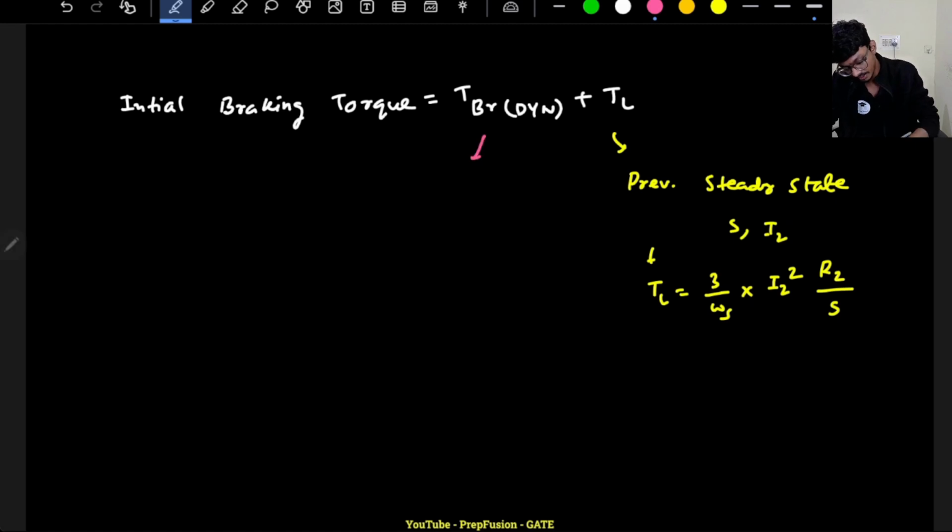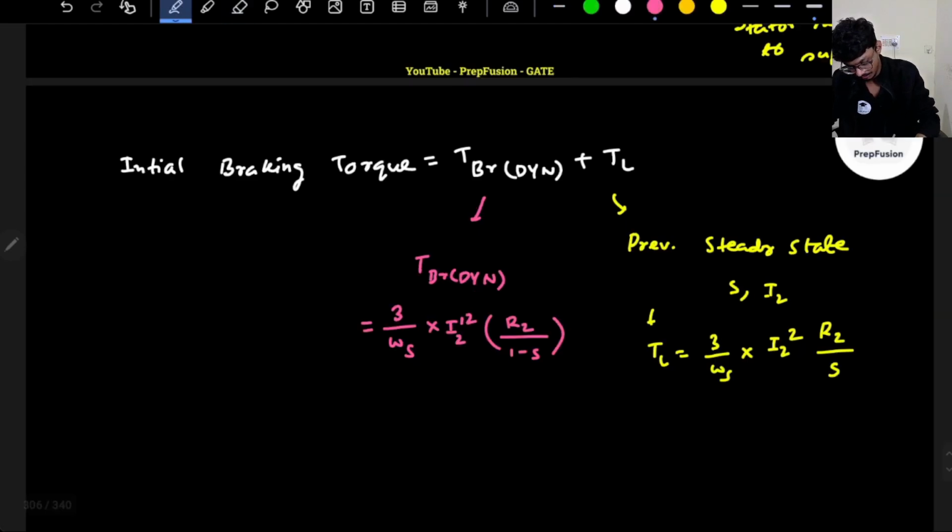A new braking torque you have already found out. The new braking torque, dynamic braking, is equal to 3 upon omega s into I2 whole square into R2 divided by 1 minus S. Remember, this I2 also has changed, right? Now I2 current will also be different. This will be some I2 dash, right?